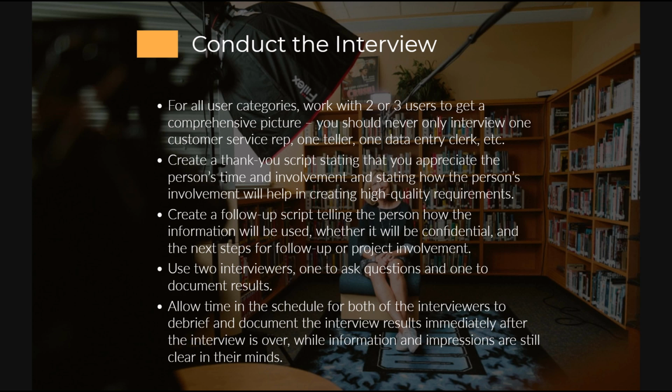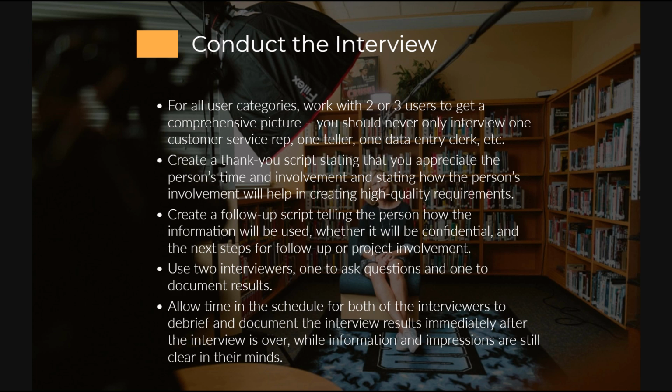Use 2 interviewers if you can, one to ask questions and one to document the results. So this is like saying have a scribe with you. If you can't do that, you're going to have to do it yourself, right? But if there is another BA assigned to the project, then you can work in tandem like that.